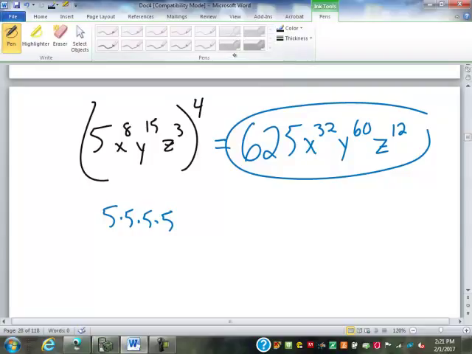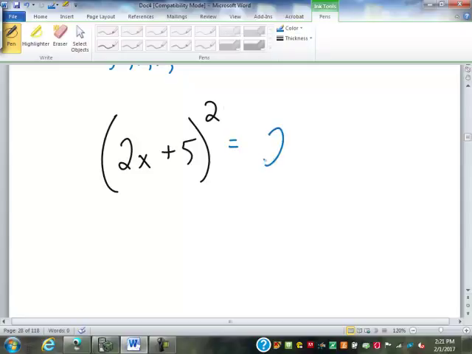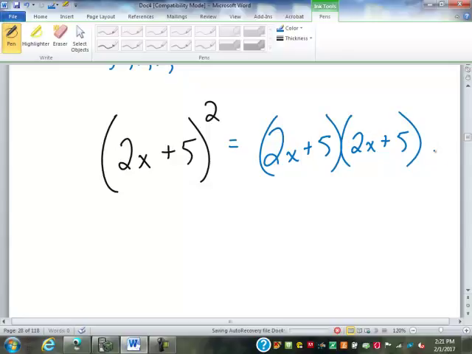So now what if we want to take that a step further? And do that. Remember, what this means is 2x plus 5 times 2x plus 5. So to me, it's easiest to write it out and do the whole FOIL process on it.